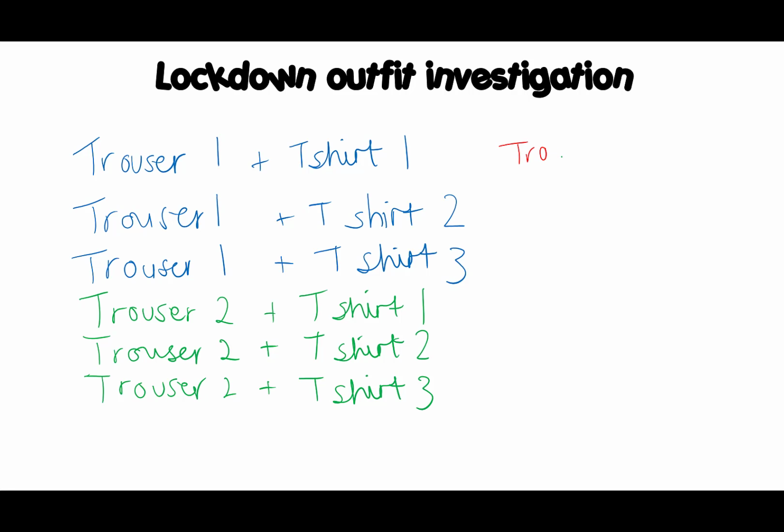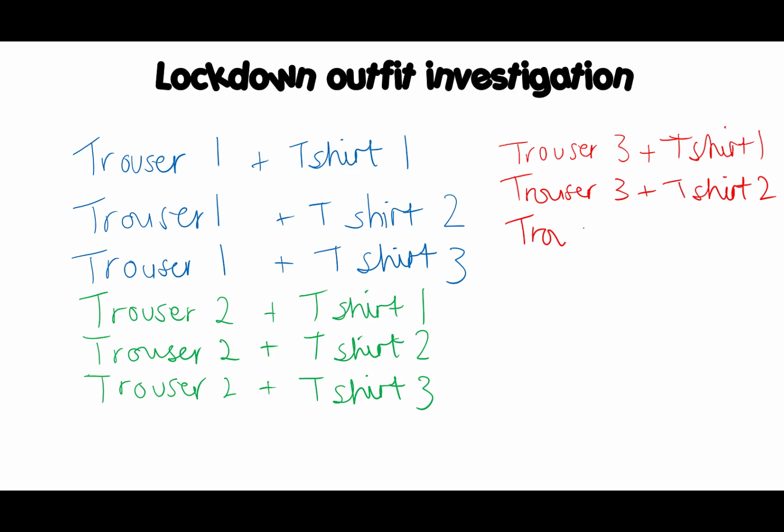So finally, I have trouser 3, which I can wear with t-shirt 1. I can also wear it with t-shirt 2, and trouser 3 can also be worn with t-shirt 3. So I've been systematic in the way I've recorded it. Now, if I add them up, I have 9 possible combinations.